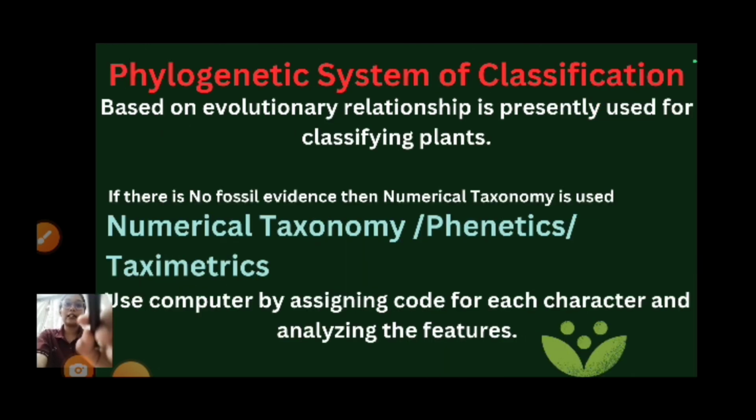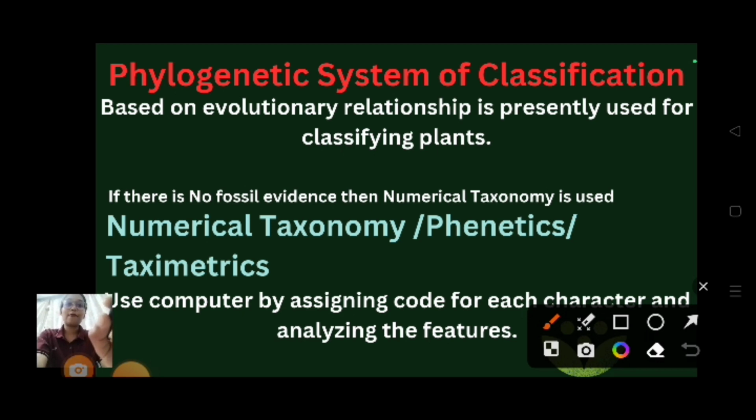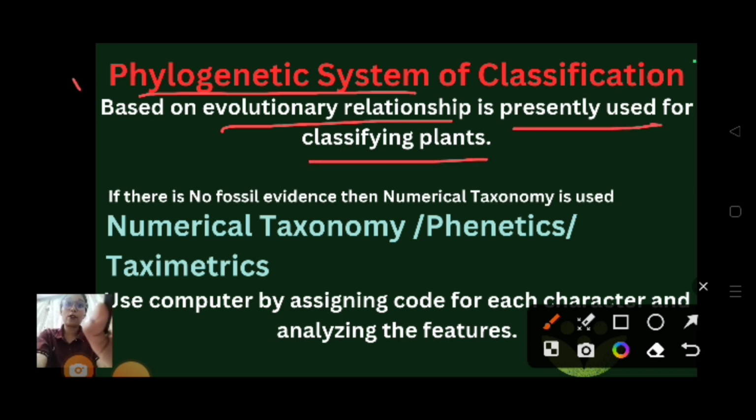Now the last classification, that is the phylogenetic system of classification. Here we'll see the evolutionary trend, the fossil studies. It is based on the evolutionary relationship, and is presently used for classifying plants. This phylogenetic system of classification is used now to classify plants. They will see the evolutionary trend.